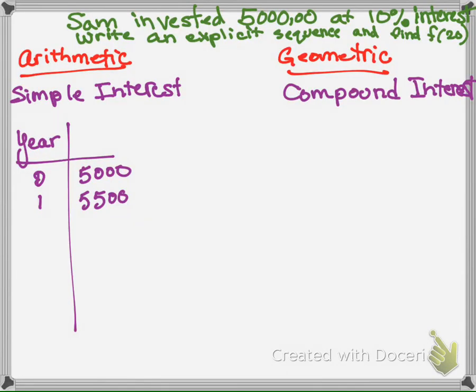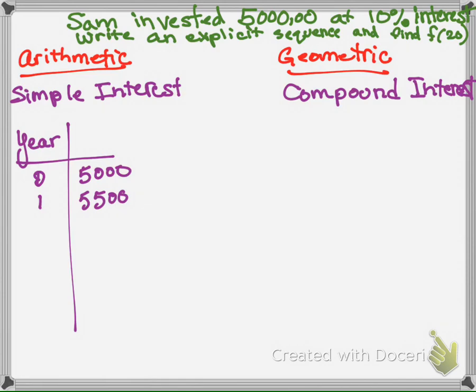This problem says that Sam invested $5,000 at 10% interest. Write an explicit sequence and find f of 20. The question doesn't specify whether Sam is being paid simple interest or compound interest, and whether this is an arithmetic sequence or a geometric sequence. So let's write it both ways and explore what this would look like.